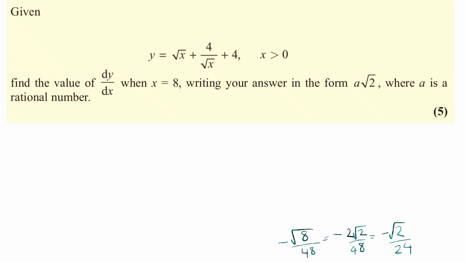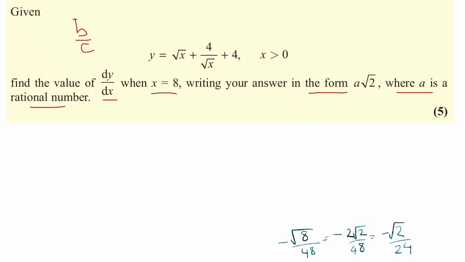It says, given that y is equal to the square root of x plus 4 over the square root of x plus 4, where x is greater than 0, find the value of dy by dx when x is equal to 8, writing your answer in the form a root 2, where a is a rational number, i.e. a fraction or a whole number. Rational number means I can express it as, let's say, b over c, where b and c are integers.